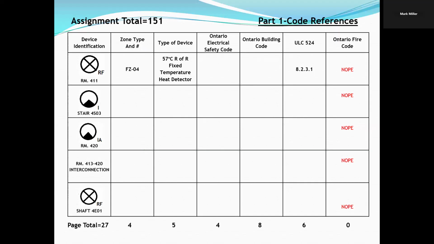And so I want to know all about that device. According to the legend, that is a 57 degrees Celsius rate of rise fixed temperature heat detector. It does the rate of rise and it does the fixed temperature. And I know that it's on fire zone 4.